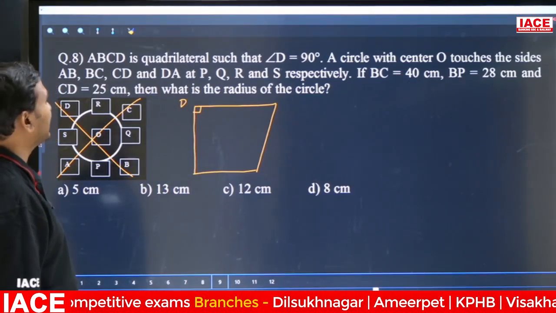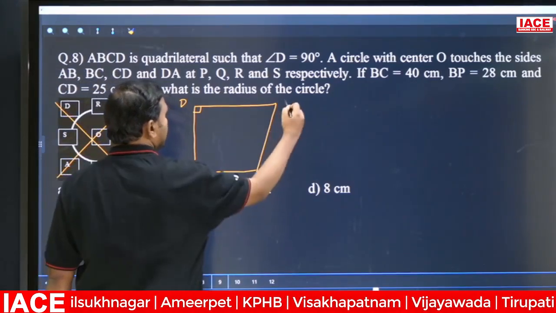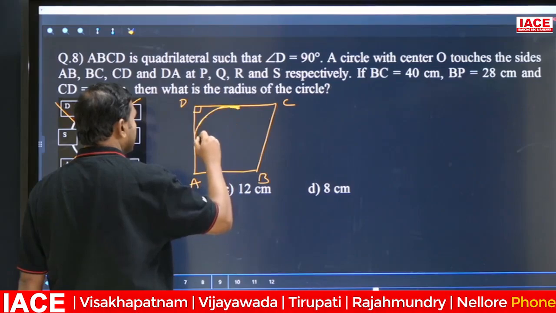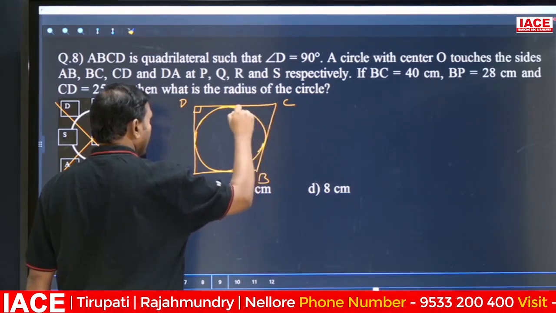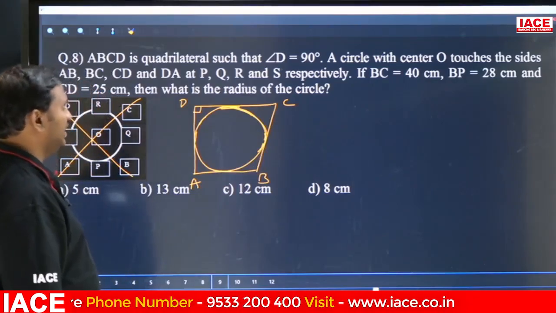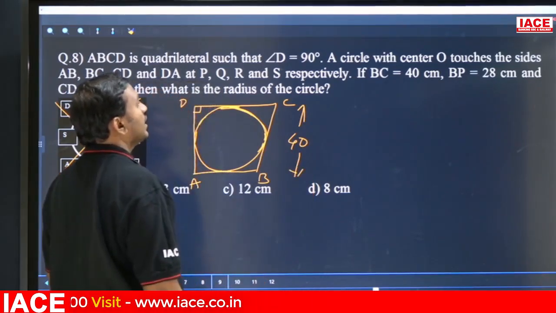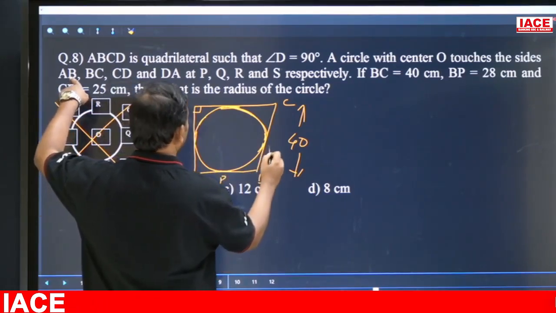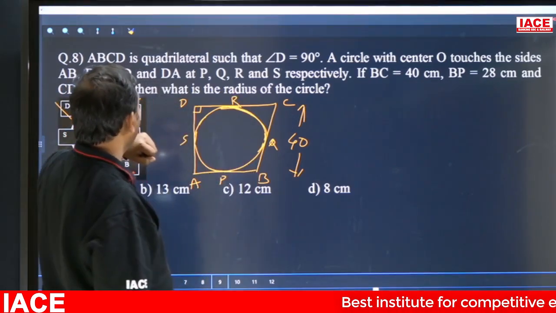A circle with center O touches the sides, meaning an incircle is drawn. ABCD is a quadrilateral. In this quadrilateral, if a circle is drawn like this which touches AB, BC, CD and DA, such that BC is 40 and BP is 28. It touches AB at P, BC at Q, CD at R, DA at S, right?